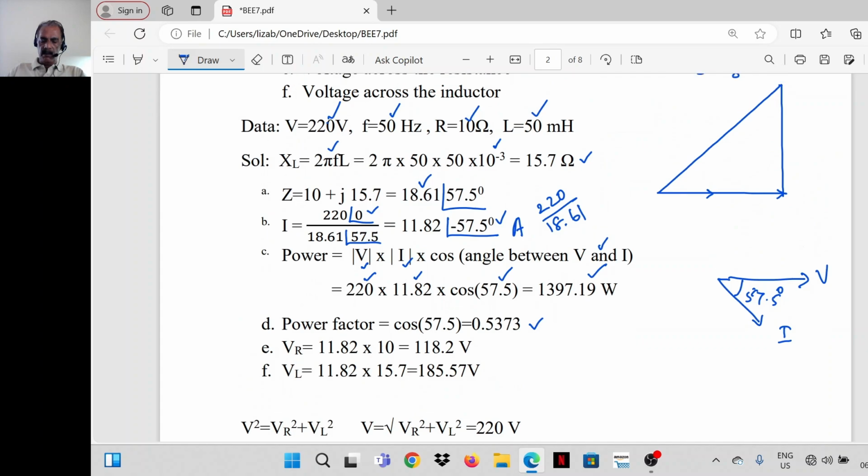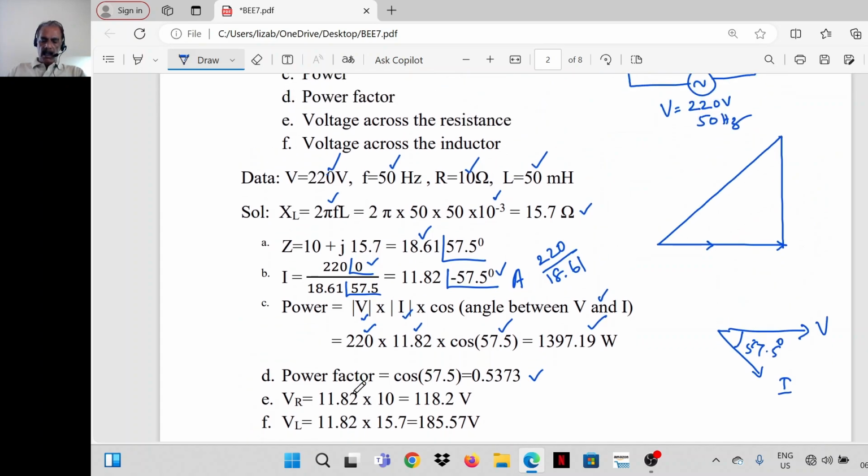So VR is equal to I, which is 11.82 ampere, into 10 ohm, that is 118.2 volts, the voltage across the resistor. VL is the voltage across the inductor, which is I into XL. I is 11.82, XL is the inductive reactance, which we got here as 15.7 ohm. So 11.82 into 15.7 gives 185.57 volts.